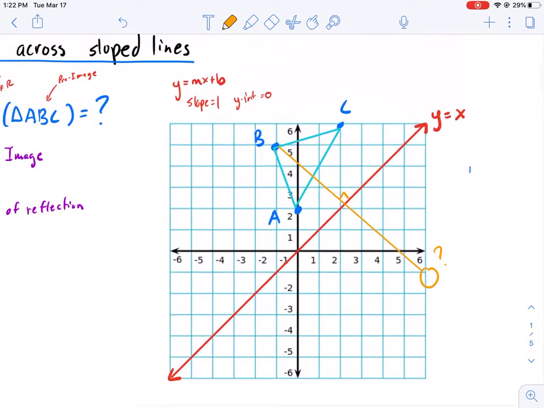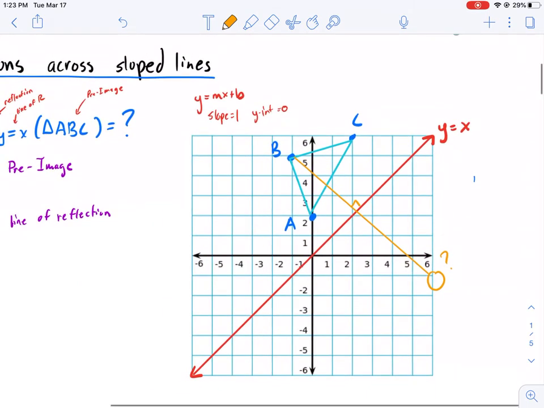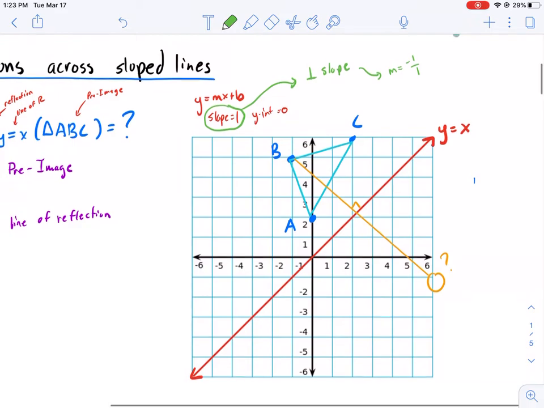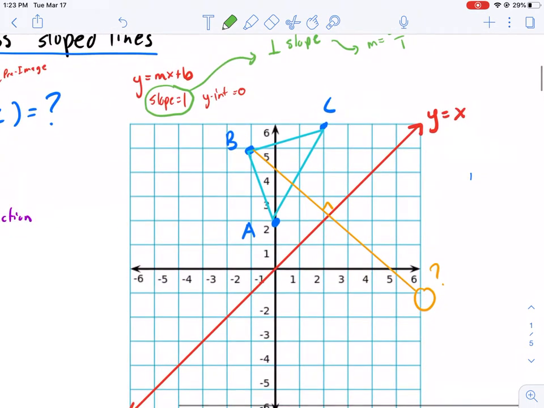There's a long way to do this problem, which I'm not going to show you, but I'm going to explain, which involves finding a perpendicular slope to 1. How do you find a perpendicular slope? It's the opposite reciprocal. So a perpendicular slope in this case would be m equals negative 1 over 1. Okay, so keeping that in mind, we're going to use that to our advantage to create a perpendicular line without actually drawing the line. How do I mean?